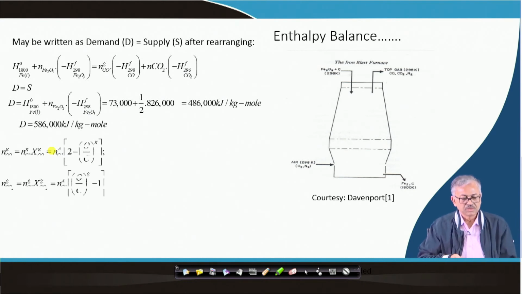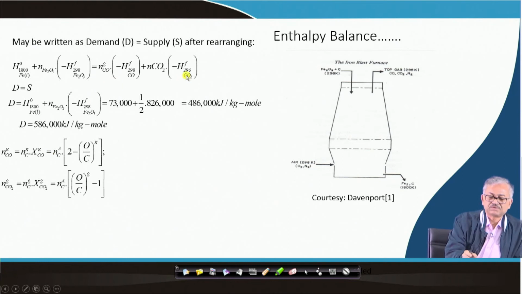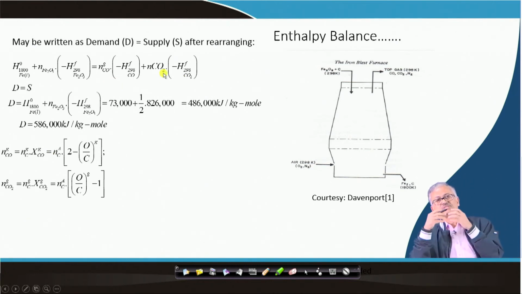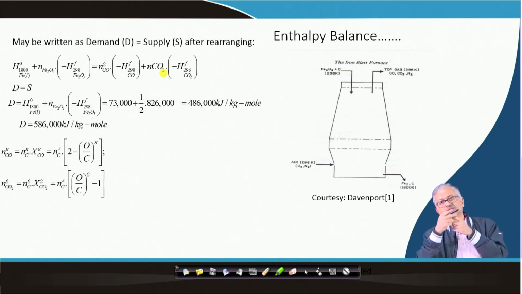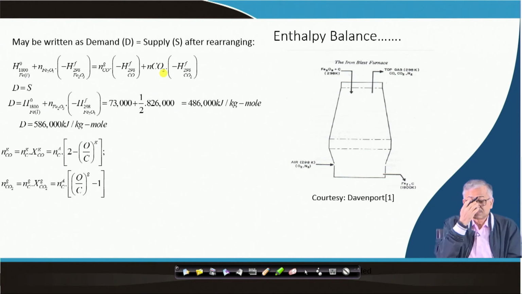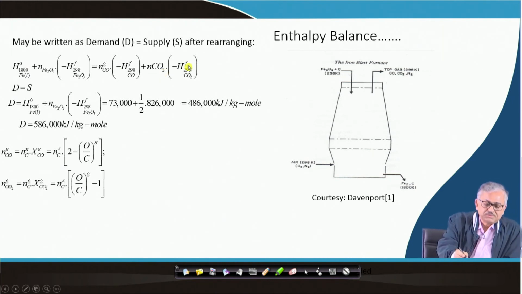And now, what are the supply terms? The right hand side is the supply. Supply is basically the heat of formation of CO and CO2, because when CO is forming, carbon and oxygen are reacting to form CO and CO2, and that is the supply. Those are the supply terms. So, this term on the right hand side is the supply, right.